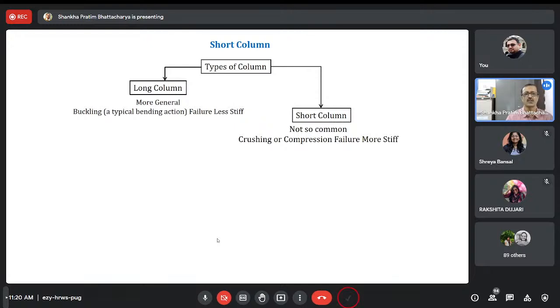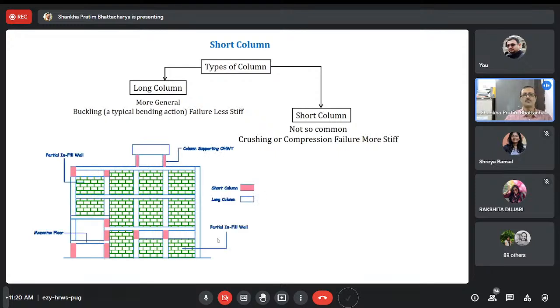So engineers go for the long column design, but the short column comes because of some functional requirement. See, I have provided a mezzanine floor. As and when I provided the mezzanine floor, this long column becomes one long and one short, and on another floor there are 3 short columns. But my structural design engineer has designed the whole column as a long column. But failure will be under a compression mode.